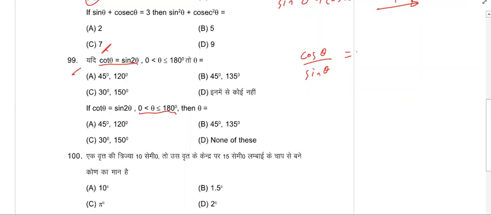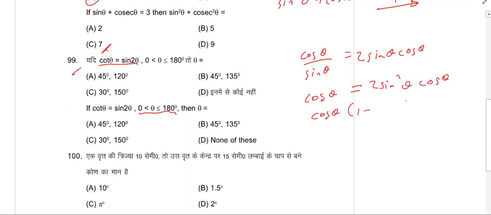Sine 2 theta is equal to 2 sine theta cos theta. Cross multiplying should give me cos theta is equal to 2 sine squared theta cos theta. Taking out cos theta as a common factor, and bringing this over and equating it to 0, should give me cos theta times (1 minus 2 sine squared theta) equals 0. So we can say cos theta is equal to 0, or cos 2 theta is equal to 0.